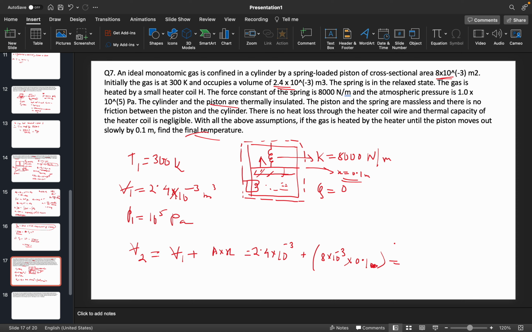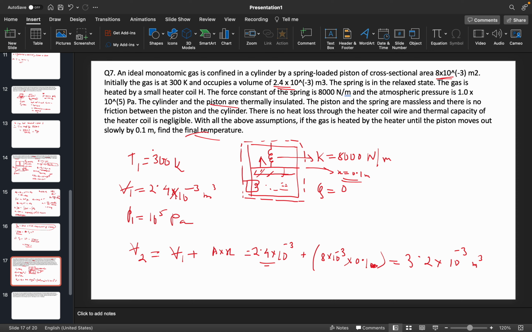So my final volume is 2.4 plus 0.8, it's 3.2 into 10 to the power minus 3 meter cube. Let me check the calculation: 2.4 plus 0.8 is 3.2 into 10 to the power minus 3. So we know the final volume V2.